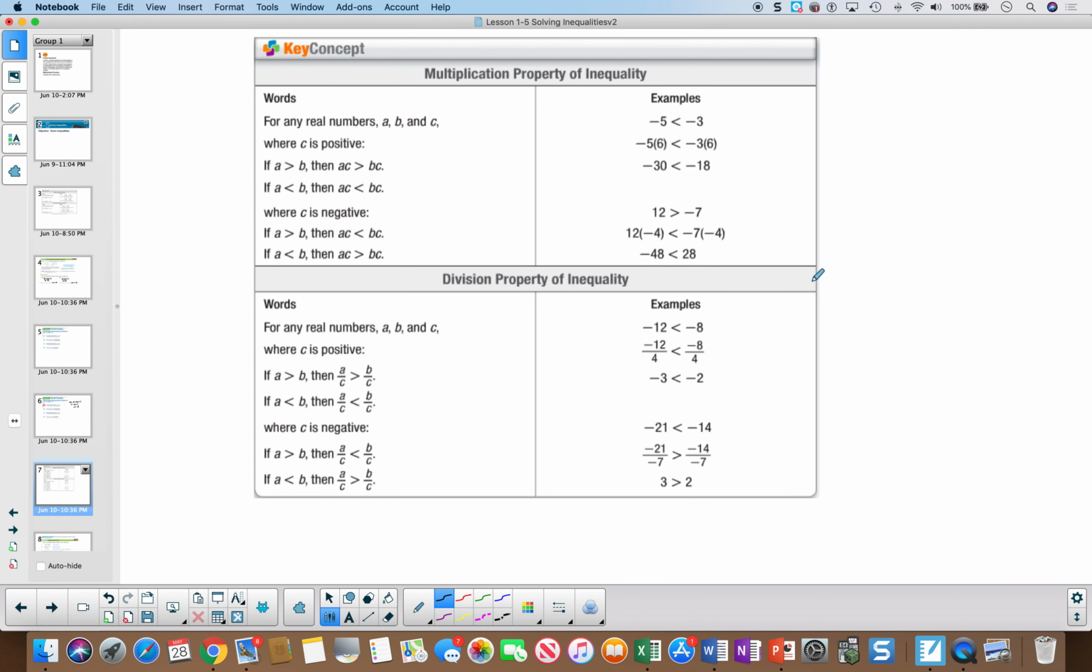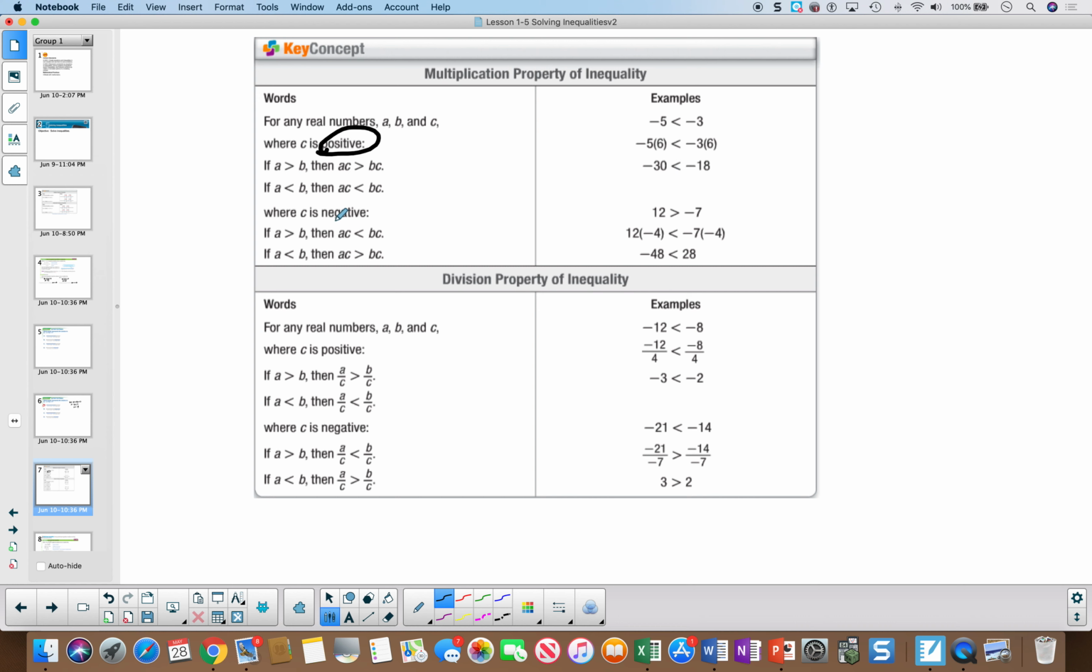Now let's talk about multiplication of inequality. When you're multiplying by a positive number on both sides, if you're greater than, you continue to be greater than. So in this case right here, we have a less than problem. I multiply both sides by positive 6. It continues to be a less than situation.